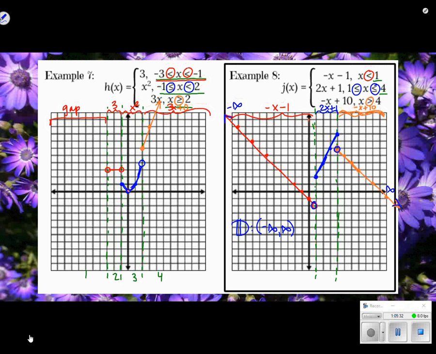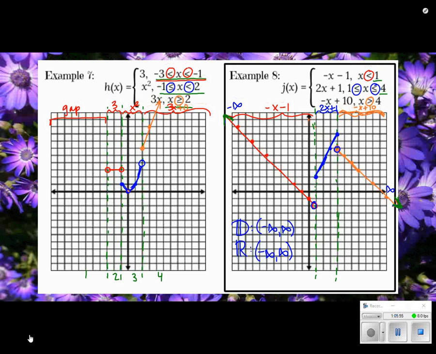Let's look at the range. How low does it go? Well, according to this one, it goes down forever. How high does it go? According to this one, it goes up forever. So its range is from negative infinity to positive infinity, as long as there are no gaps, but they pretty much overlap each other in the y values. So negative infinity to positive infinity.